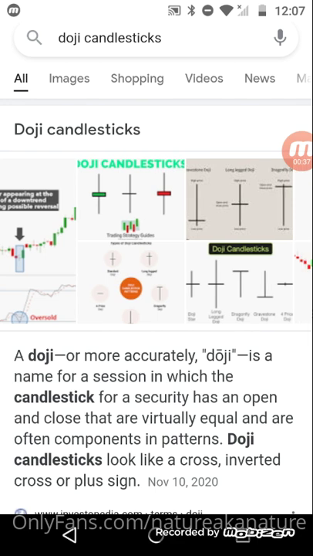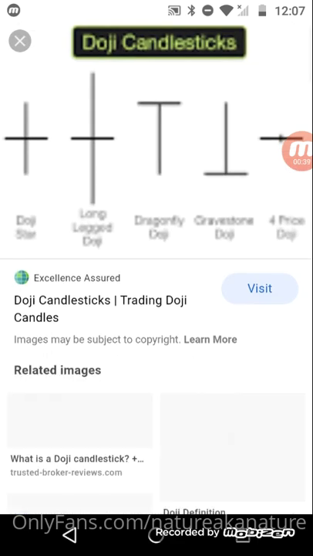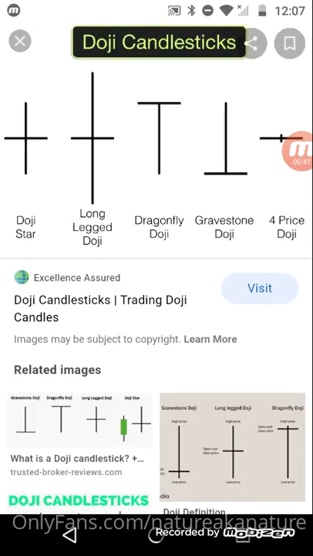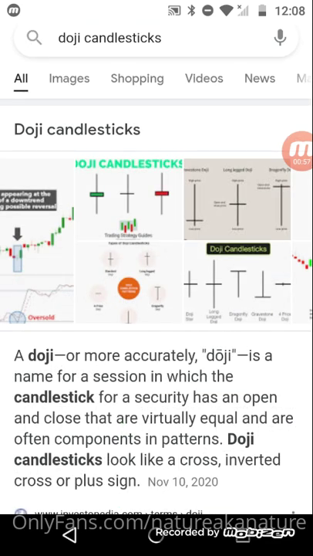Y'all know about dragonfly candlesticks right here. We went over doji, long-legged doji, doji star. It's the same thing as a long-legged doji, dragonfly doji, gravestone doji, the four price doji. So when you see these doji candlesticks, you gotta pay special attention to them. So these are doji candlesticks.